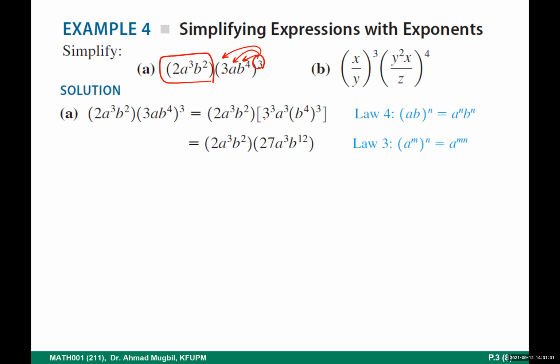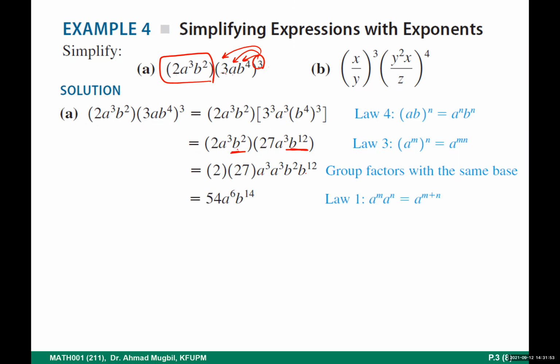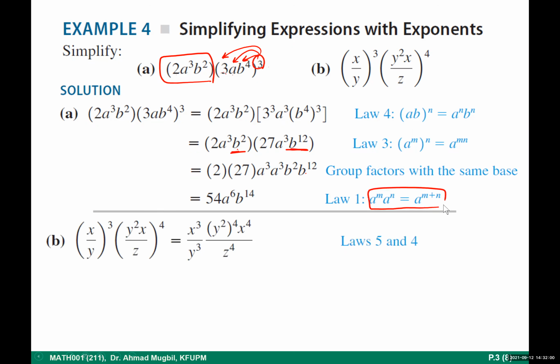According to that, this 3 to the power 3 will be 27. It will be multiplied by 2 now. Now all of them are to the power 1, and it is a matter of multiplication. 2 times 27 will be 54. And a to the power 3 times a to the power 3 will be a to the power 6. And b to the power 2 multiplied by b to the power 12, the same base, we will add the powers. Be careful, don't add the powers when they are different bases. Just when we have the same base, we can add the exponents.